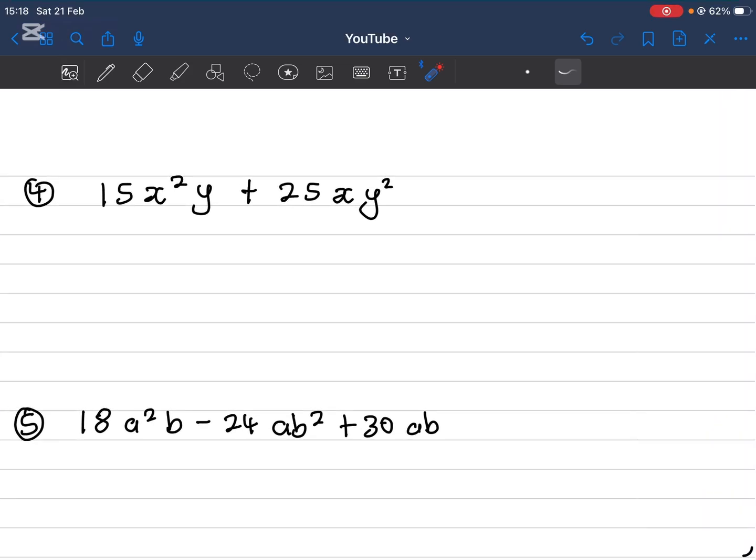So now let's make it a little bit more tricky. Now with our highest common factor, let's go ahead and start. Between 15 and 25, the highest common factor is going to be 5, right? 5. But now we have something interesting happening here. On our left hand side we have x times x, which is x squared, times y, and on the right hand side we have x times y.